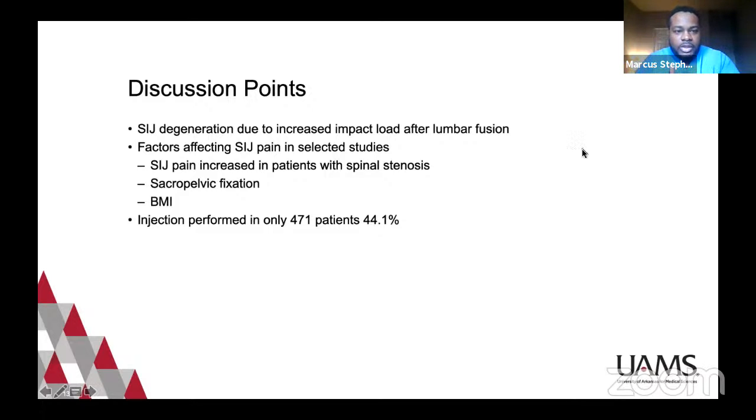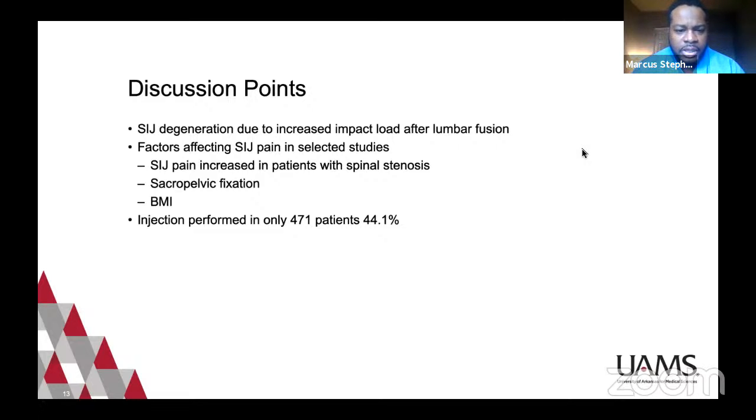Okay, so they concluded that SI joint degeneration is probably due to increased impact load after the fusion, which makes sense. I think that, just going the opposite direction, we see that with adjacent segment disease all the time. And I won't spend too much time on the biomechanics of that because I think it's pretty well understood for adjacent segment disease. And also, they looked at some other factors that may affect SI joint pain after fusion. So BMI was a big one. And then also one of the studies commented on sacropelvic fixation being another cause of SI joint pain after a fusion. And then there was one paper that looked at the etiology of the degenerative disease in the lumbar spine, which was the indication for the surgery, and they found that spinal stenosis patients seem to have an increased risk of SI joint pain after surgery.